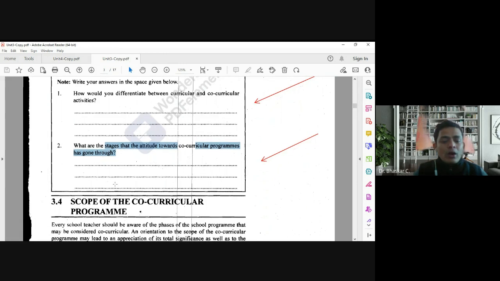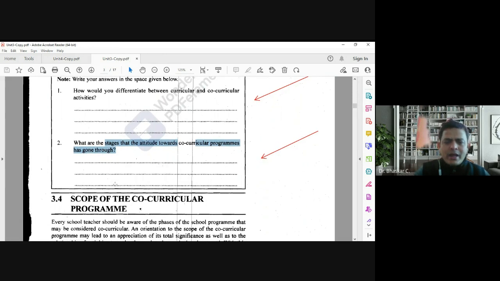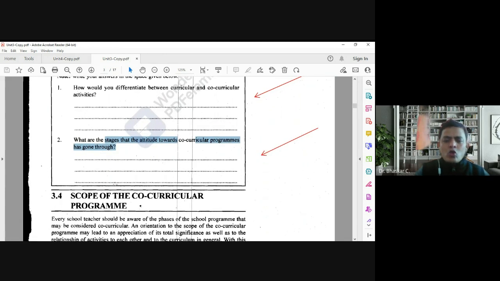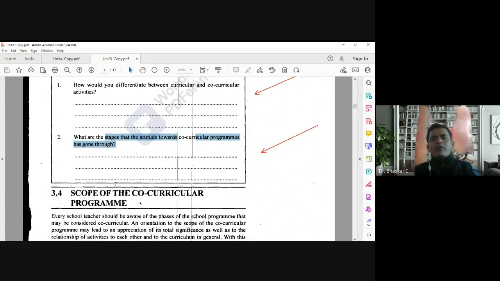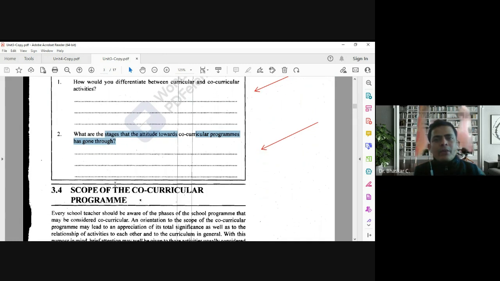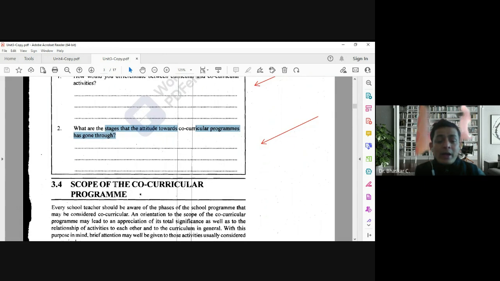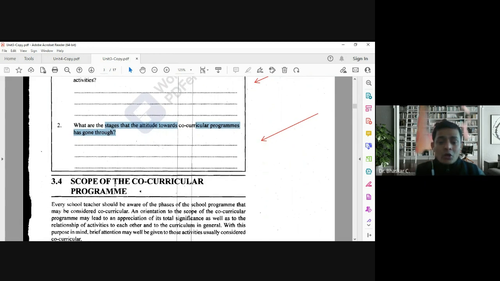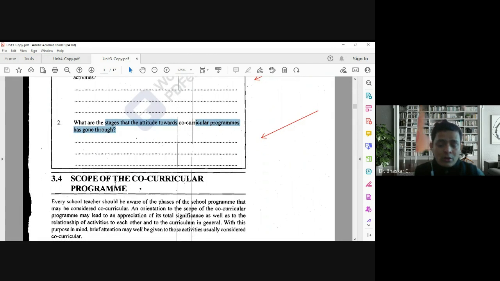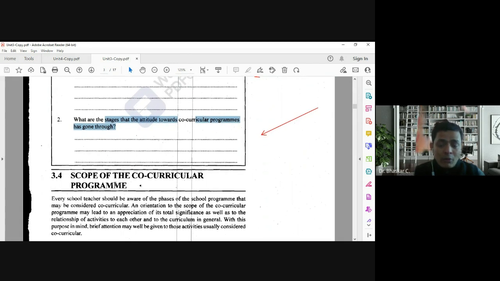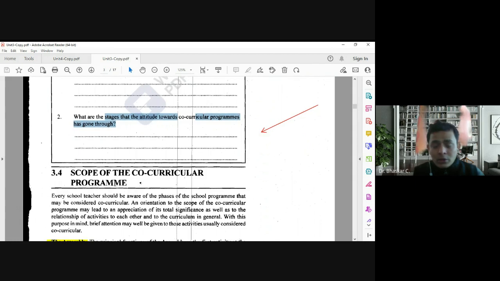Okay, so let us move a little bit ahead and talk about the scope of the co-curricular program. When we talk about the scope of the co-curricular program, this is again very important, because the scope of the co-curricular program has widened. It has got special attention in the schools, among the boys, among the girls, among the students.